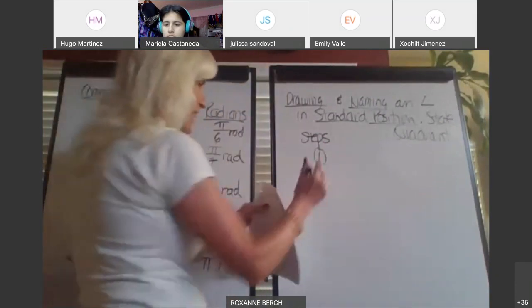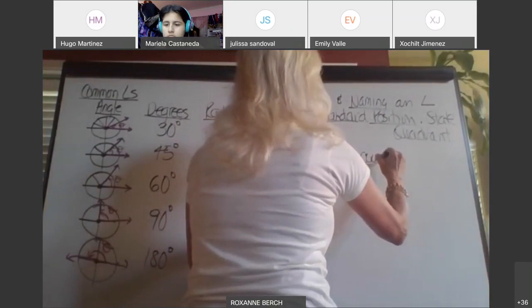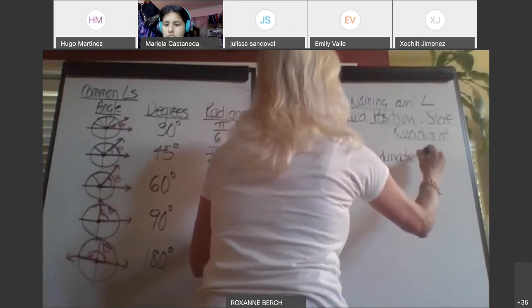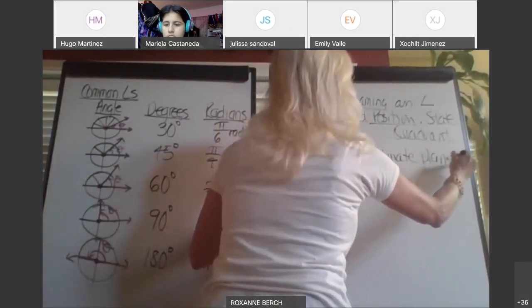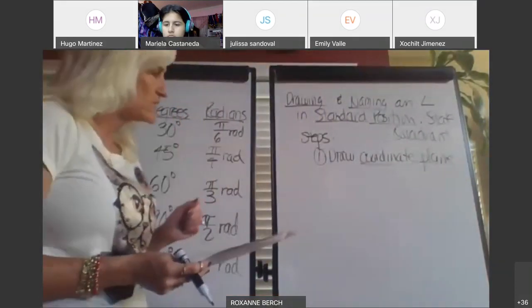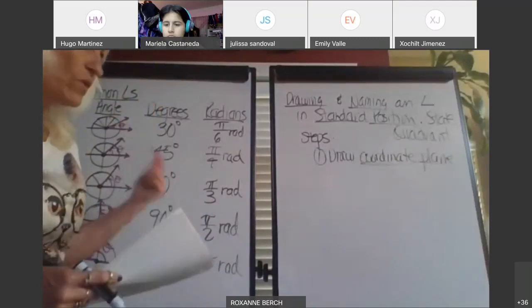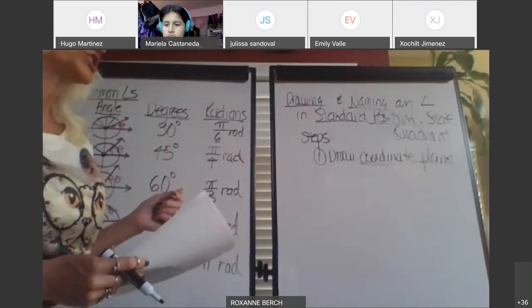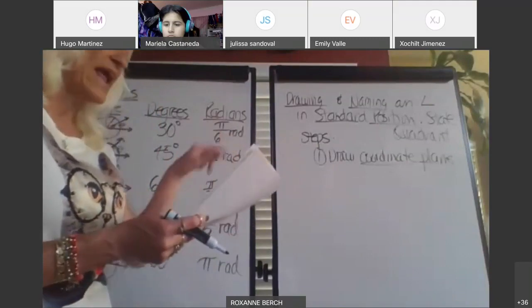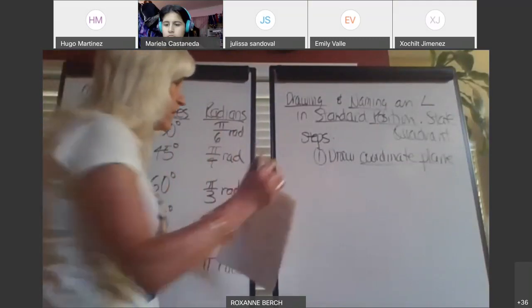So first of all, you're going to draw the coordinate plane. What this entails, and I'm going to be real strict about this, you do have to label, like I did not do here. You have to label the X and Y axes, and you have to make sure that the coordinate plane has arrows on the X and Y axes.